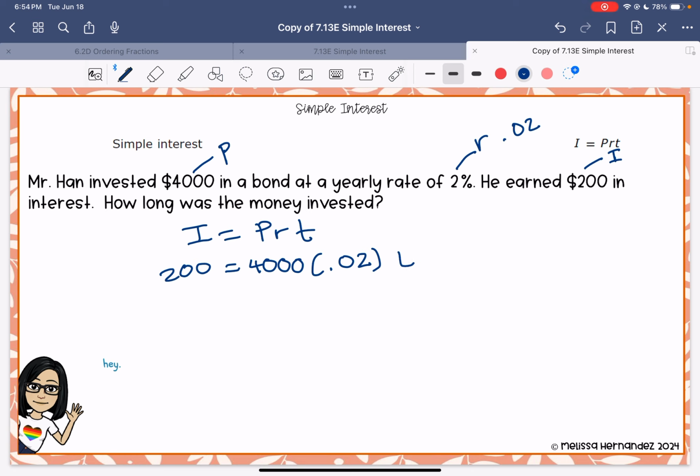So in other words, 4,000 times decimal 0.02 times another number is going to give me $200. So the first thing I want to do is multiply 4,000 times 0.02. Well, I know 4,000 times 2 is 8,000. However, I got to go back and put the decimal. There were 2 decimal places in the original question, so there has to be 2 in the end.